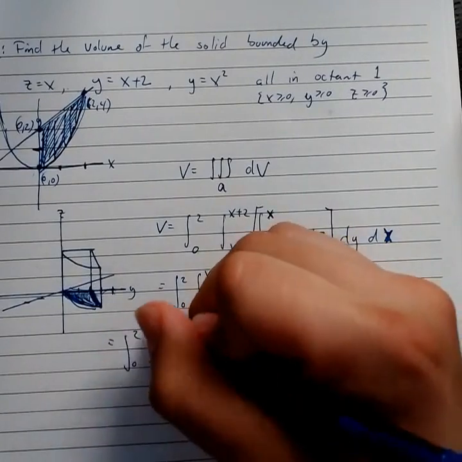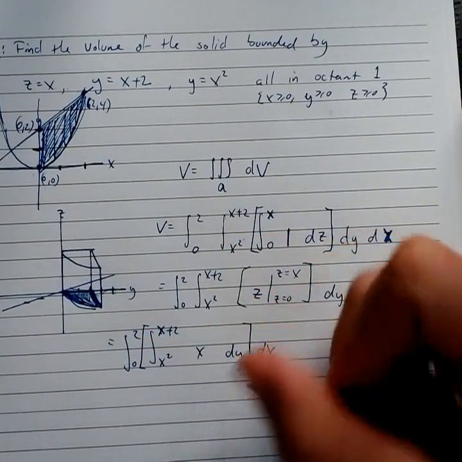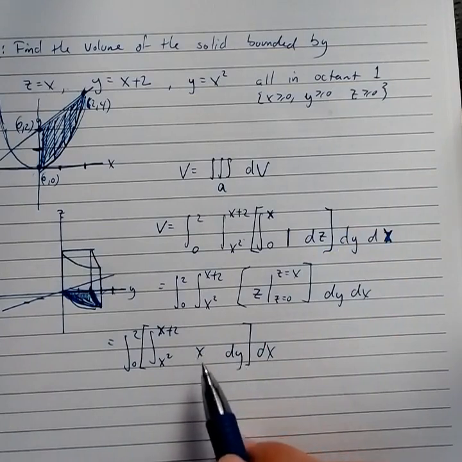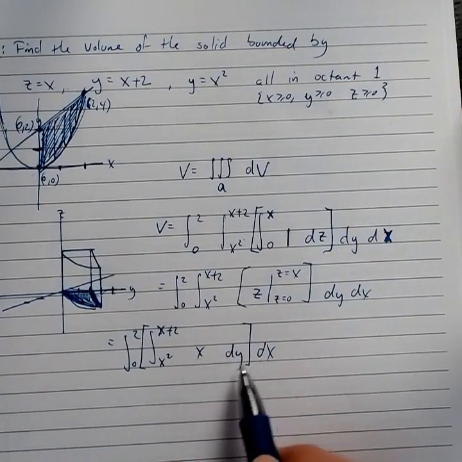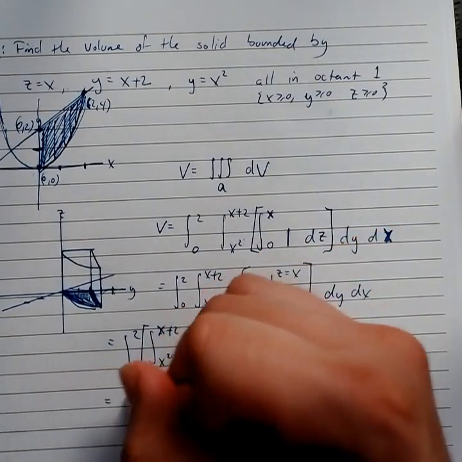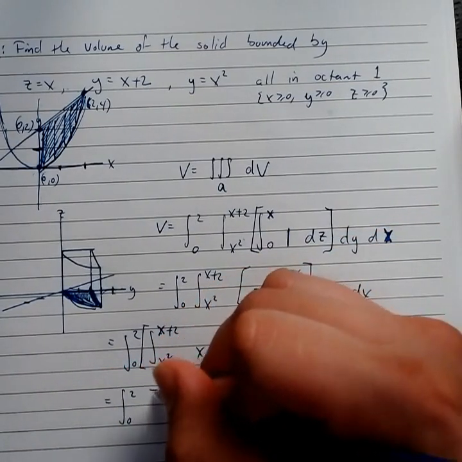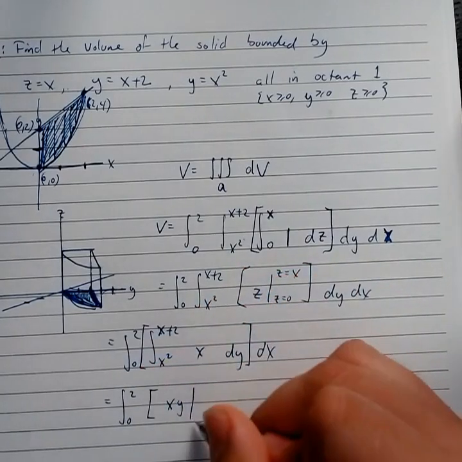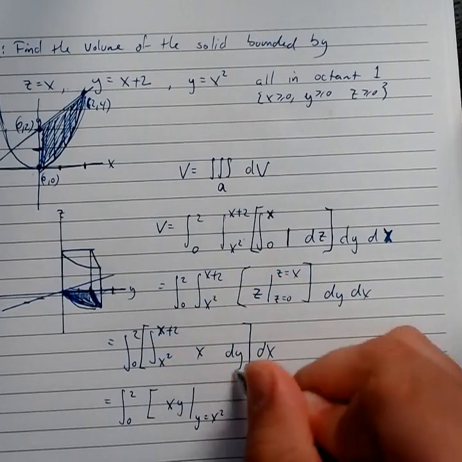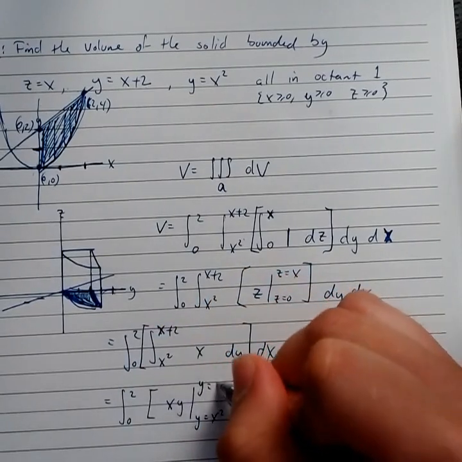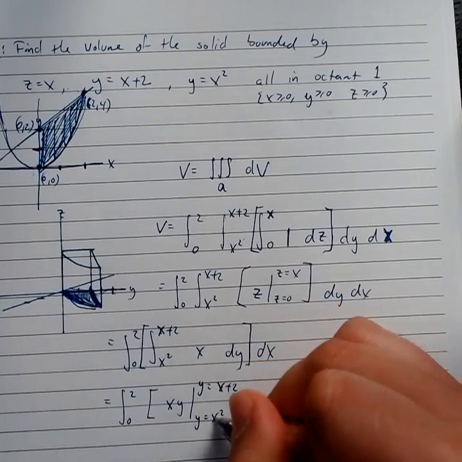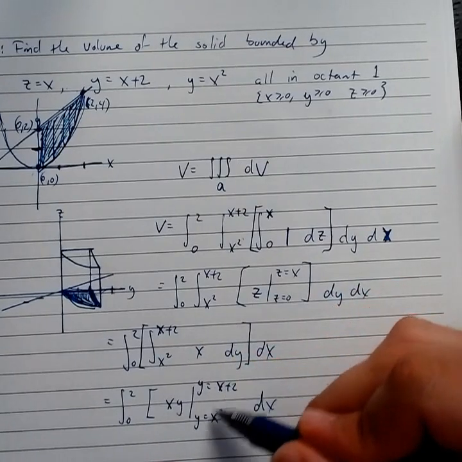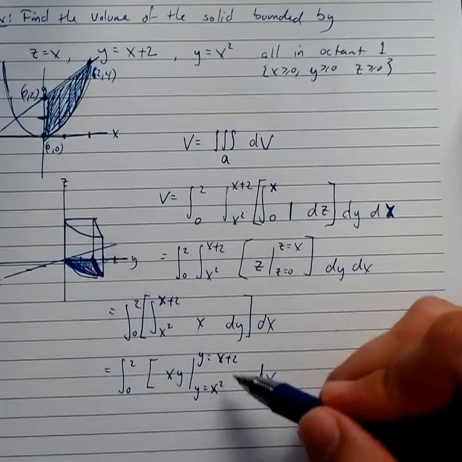So now I take the next integral, and I'm integrating x with respect to y. Well, with respect to y, x is constant, so the integral would just be x times y. So this will give us the integral from 0 to 2 of xy, and now our y value is going to equal x squared up to where our y value is equal to x plus 2. Like that. Now here we can evaluate at either endpoint and subtract.